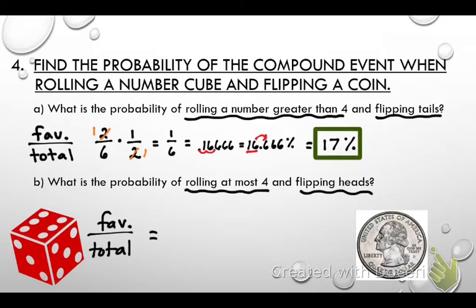1, 2, 3, and 4. How many numbers was that? 4. 4 out of how many total numbers are on my dice? 6. I have a 4 out of 6 chance of rolling at most a 4. Jace, flipping heads. How many heads are on a coin? 1. And how many sides are on a coin? 2. I have a 1 out of 2 chance, or a 50-50 chance that I'm going to flip heads.